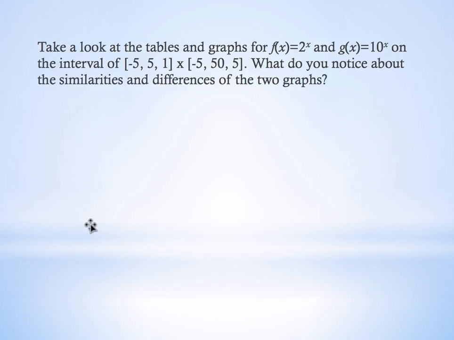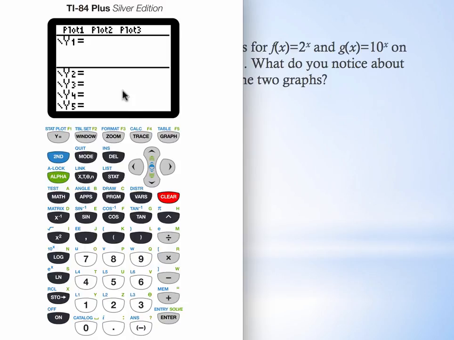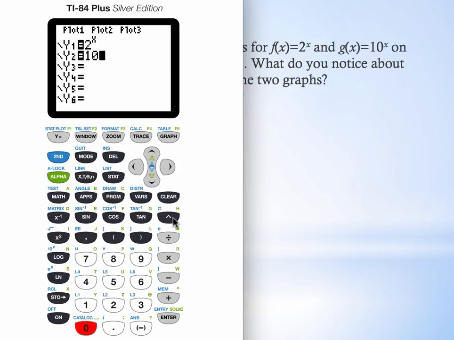Take a look at the graphs for f of x equals 2 to the x and g of x equals 10 to the x on the interval of negative 5 to 5 and negative 5 to 50. What do you notice about the similarities and differences of the two graphs? So let's start by looking at the tables. So I'm going to type in 2 to the x and then type in 10 to the x.